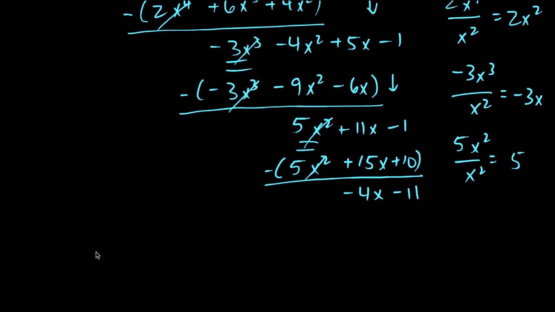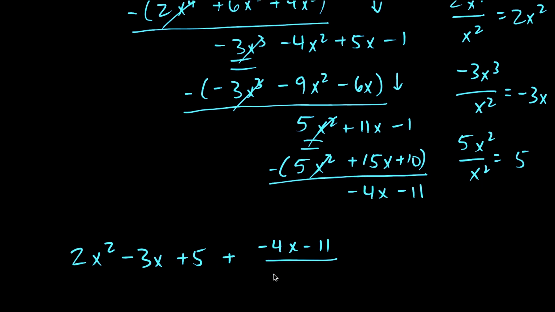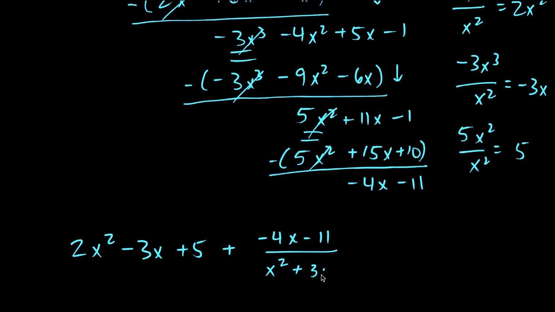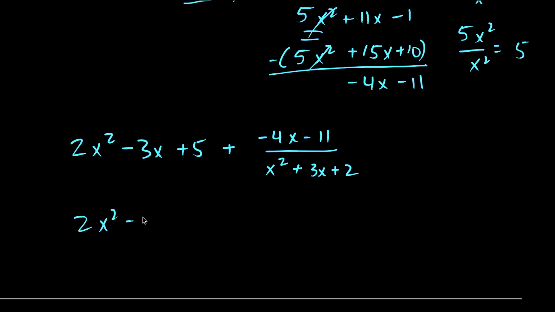So the way we can write that is our quotient is 2x squared minus 3x plus 5, plus our remainder, which is negative 4x minus 11, over, because that's the divisor, it always goes over the divisor, which is x squared plus 3x plus 2. And that's our answer. Now, sometimes this will be rewritten a little bit neater: minus 3x plus 5, and they'll factor out that negative here and make this minus. And we can just put 4x plus 11 in the numerator there, over x squared plus 3x plus 2.